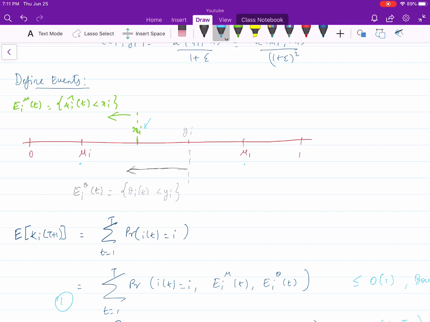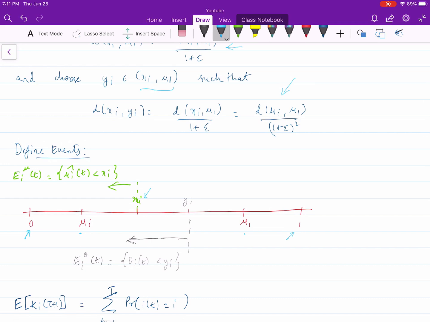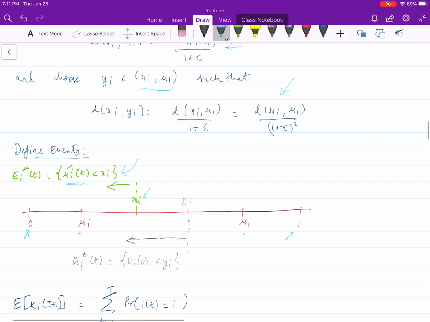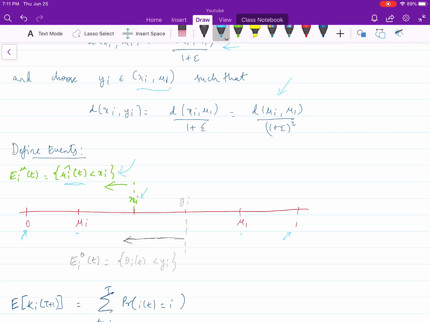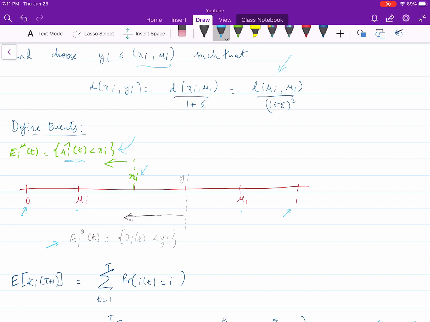Now moving on to more details. We define some events here. We have 0 and 1, mu i and mu 1, and we have x_i and y_i as defined earlier. Now we define the event E_i^mu of t, such that the empirical average, mu_i hat of t, stays below x_i. Then we define another event, E_i^theta of t, where the sampled value from the arm i at time t is less than this y_i value. These are the two events which we'll be using to split up the regret term.